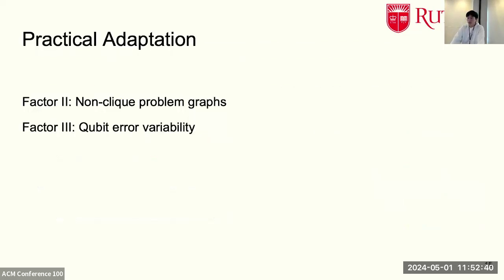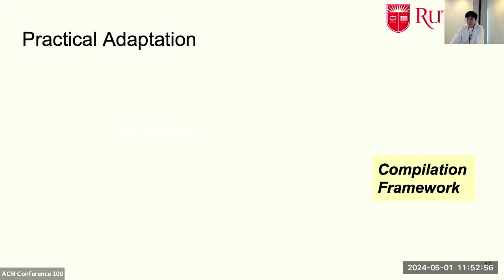The input problem graph could be sparse. If we stick to the outward pattern, it will introduce some redundant swap gates and make the circuit depth unnecessarily long. Except for that, we also need to consider the qubit error variability. With the consideration of these two factors, we propose our compilation framework.